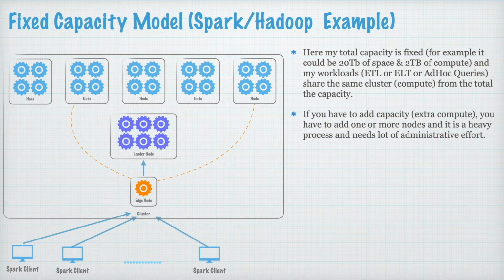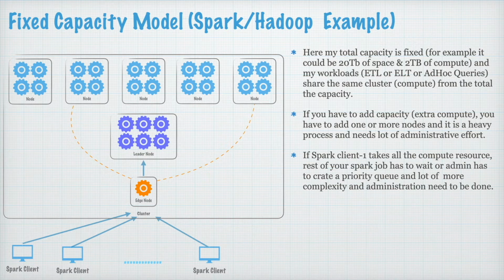If you have to add capacity or extra compute, you have to add one or more nodes, and it is a heavy process, needs a lot of administrative effort. If Spark Client 1 takes all the compute resources, the rest of your Spark jobs have to wait, or the admin has to create a priority queue, and a lot more complexity and administration needs to be done.